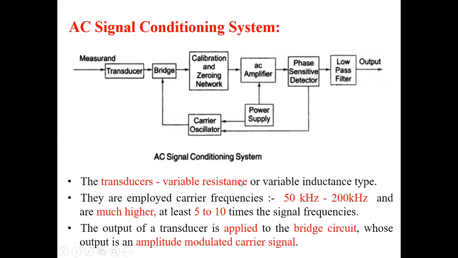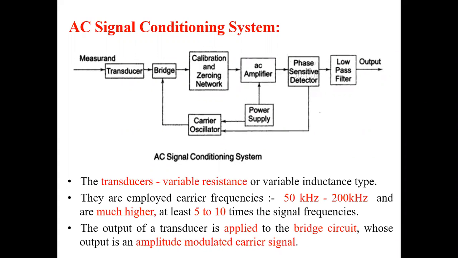Similarly, the AC signal condition system. In the AC signal condition system also we have transducers. Here we are using variable resistance transducers or variable inductance type transducers. Here the bridge is excited by a carrier signal which has a frequency of 50 kHz to 200 kHz. And we know that the carrier signal frequency is greater than that of the input signal. That means it should be at least 5 to 10 times greater than the signal frequency.